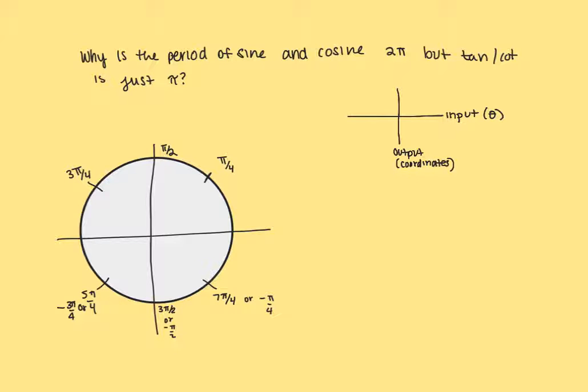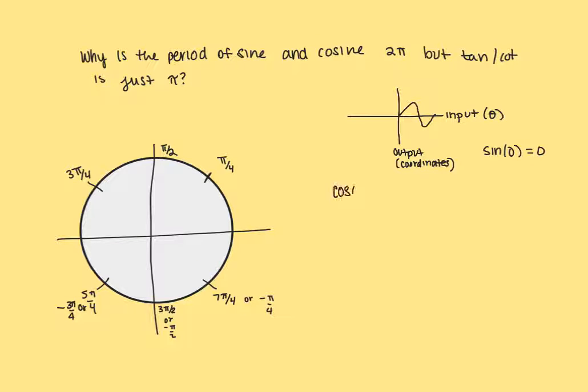So for example, sine of 0 equals 0. So my input is 0 radians and my output is the coordinate 0 on the unit circle. And so you want to think about that so you know a sine graph starts at 0 and ends like this at 2 pi. So let's take a look at why that is.